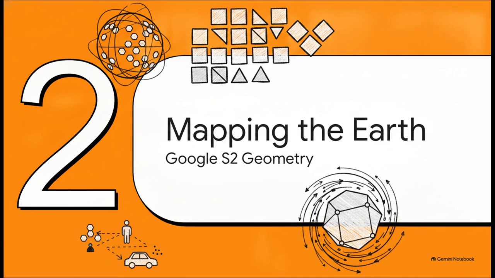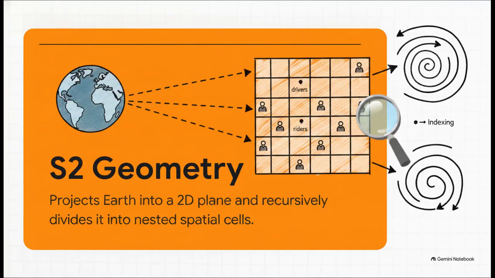Part 2. Mapping Earth with Google S2. To fix this chaos, the system first has to organize the physical world computationally. It can't just look at a flat map. It needs a way to instantly group people and cars together based on their exact coordinates. So the system uses S2 geometry, which is actually Google's spatial indexing library. S2 effectively projects the spherical Earth into a 2D plane and then recursively divides it into hierarchical, nested cells.